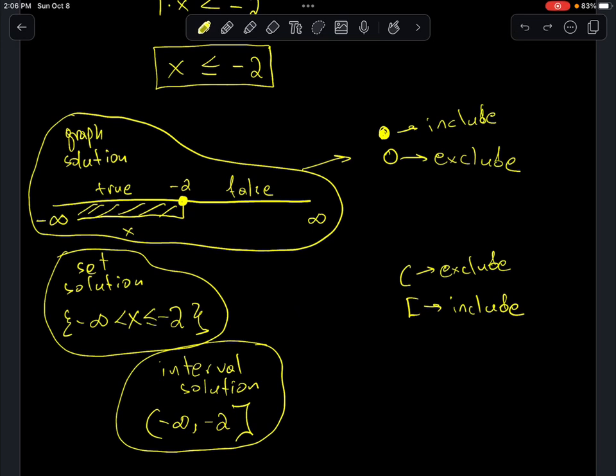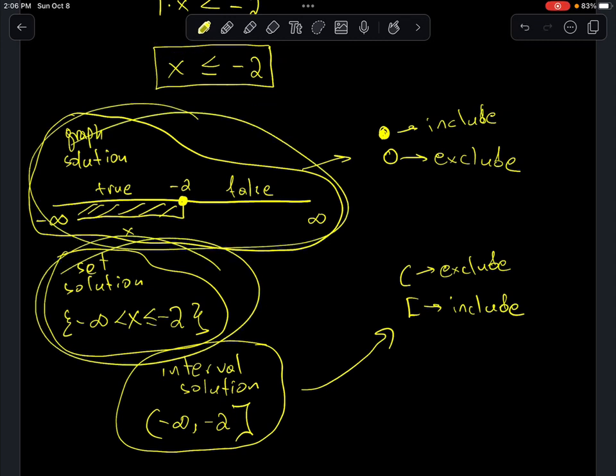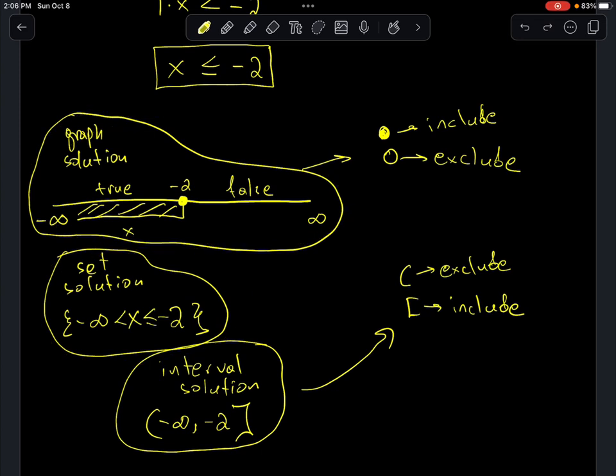So this is all the solutions. Now, how can I double check? How can I check that what I found, expressed either as a graph solution, set solution, or interval solution, is correct? I will have to confirm my solution. That's in the next video.